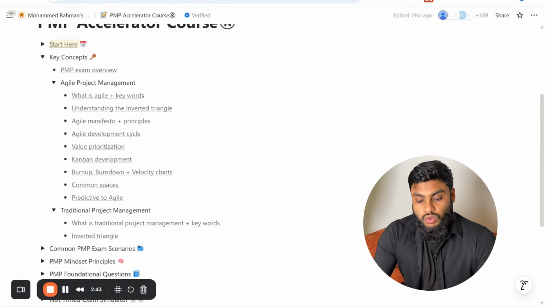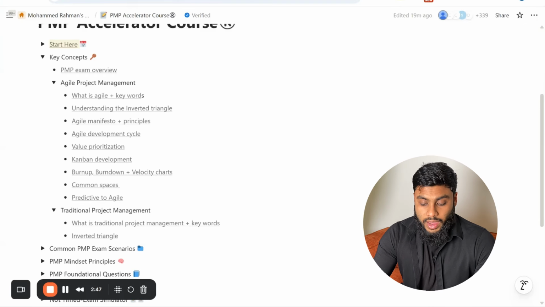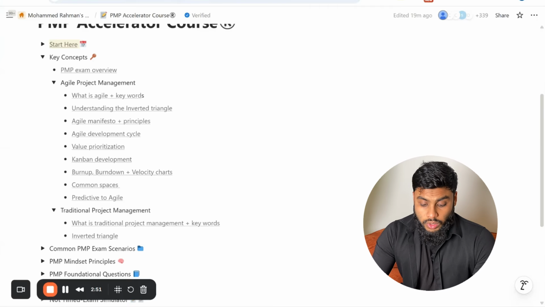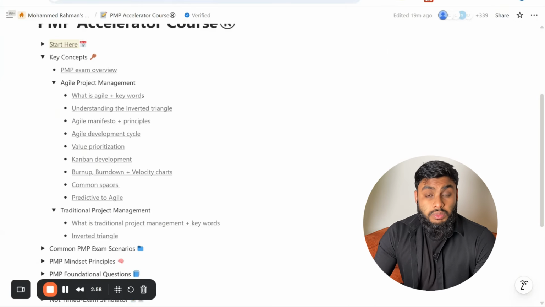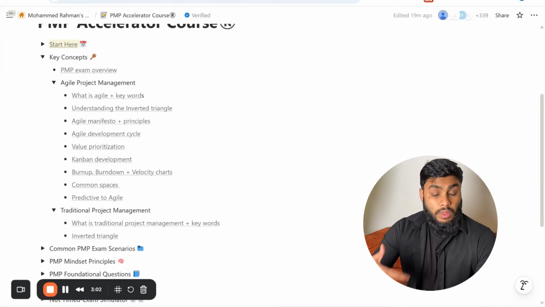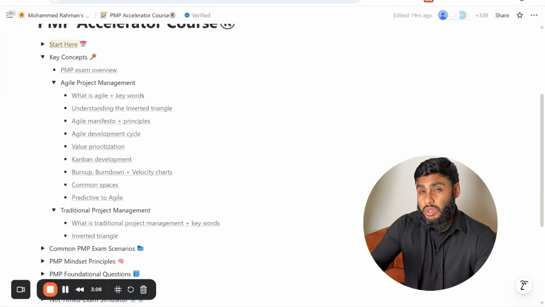Okay. Number two, understanding the inverted triangle. This is a very important concept. We have this triangle in both predictive and Agile. We call it just the triangle or the inverted triangle when it comes to Agile project management because we flip things around. Okay, so this is an important concept as well. Now, obviously, I'm not explaining everything here. It's going to be too long, this video, but just note that this is what you have to know.